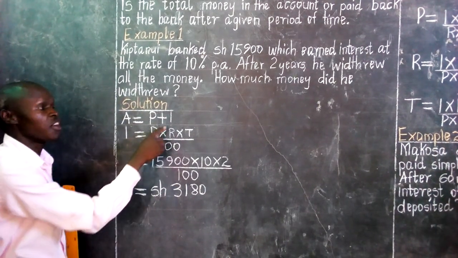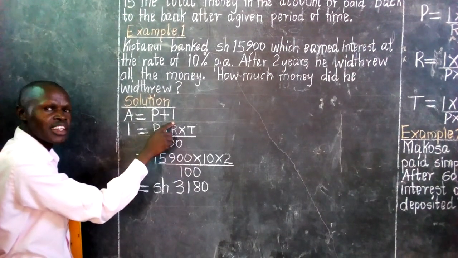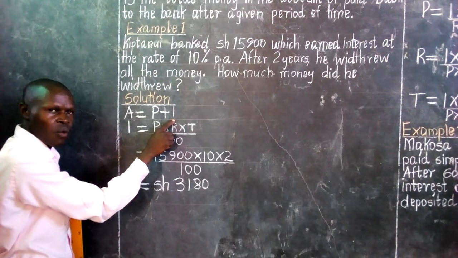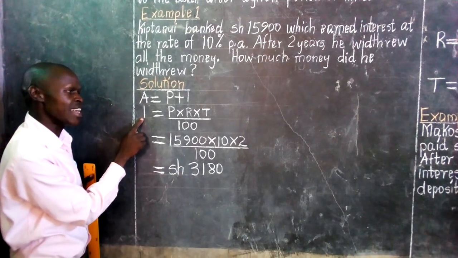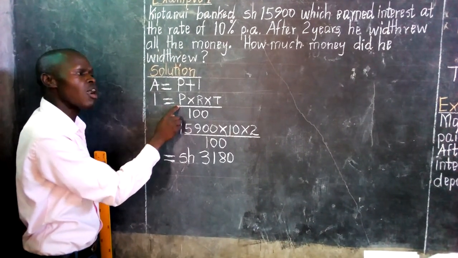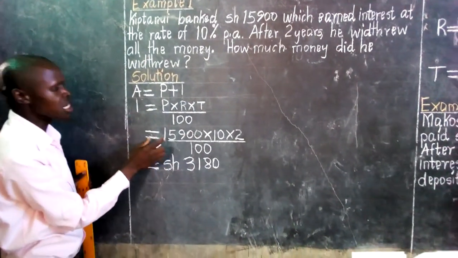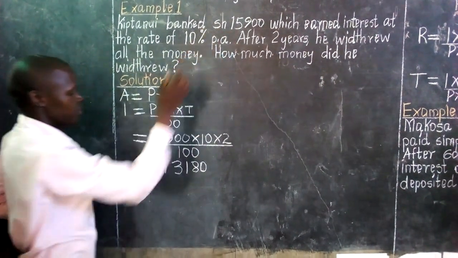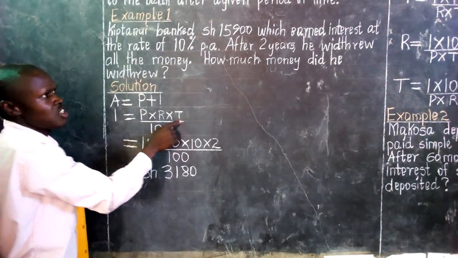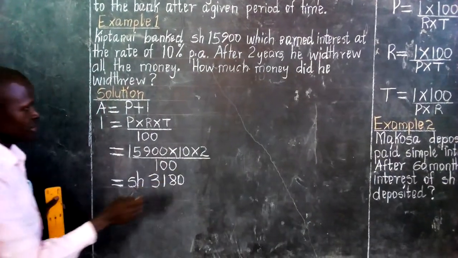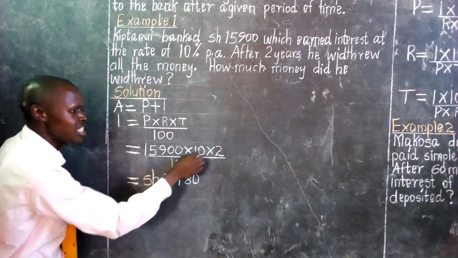We don't have the interest. Now we are going to work out the interest. In our last lesson, we learned about the formula for interest. What was it? I hope you know it. It was interest is equal to principal times rate times time all over 100. What is our principal? We have it here. What is our rate? It is here. What is the time? Time is 2 years. Now, we have it: 15,900 times 10 times 2.